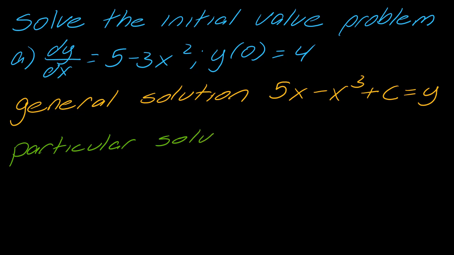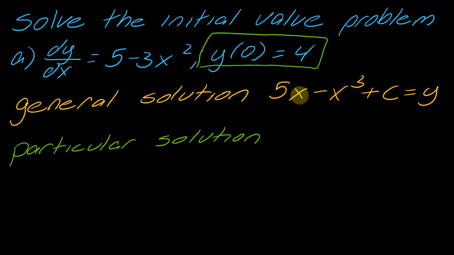You can't do that until you have the general solution. These are always two-part problems. The particular solution always relies on having that initial value. If you don't have this, then you cannot find the particular solution. So just keep that in mind.